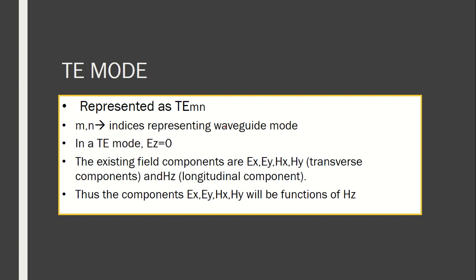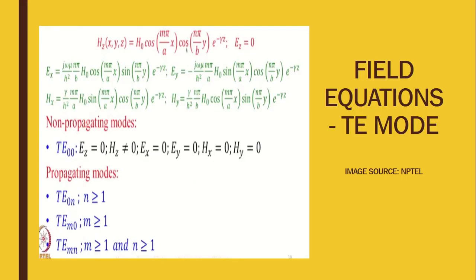Now going to the TE mode, it is again represented as TEmn, where m and n represent the modes. For a TE mode, we know that the Ez component is 0 and all the field components Ex, Ey, Hx and Hy will be functions of Hz. So once again, these are the four equations: Ex, Hx, Ey, Hy. All of them are functions of the H component in the direction of propagation.